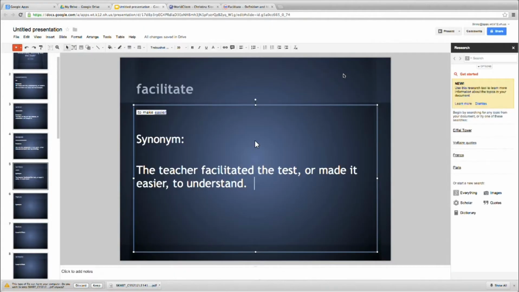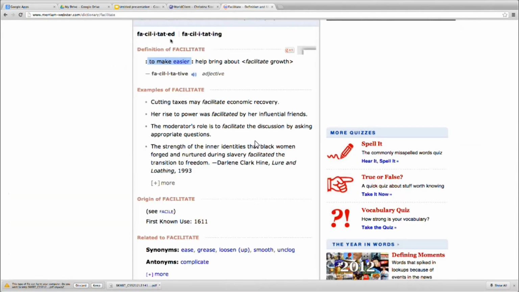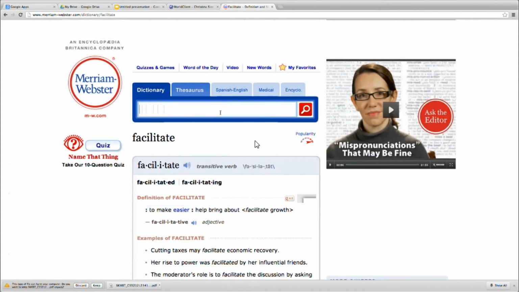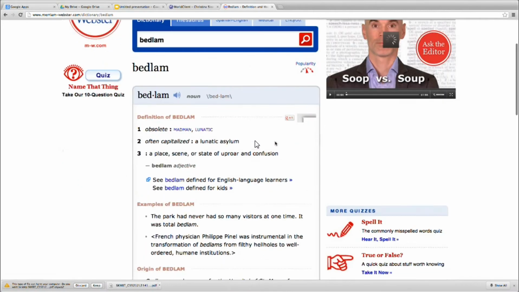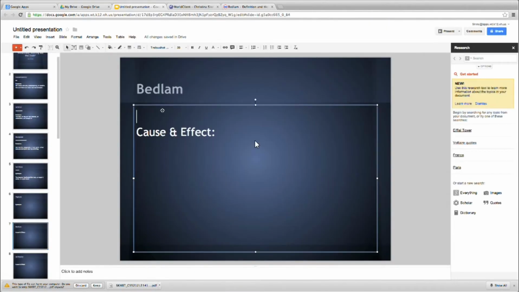All right. Now that you understand synonyms, let's go down here to cause and effect. Bedlam is actually a perfect one for this. Bedlam is a loud place of chaos or business. Obsolete, madman, lunatic, those are okay, maybe not the best. Bedlam, a place or scene of uproar or confusion. It's a crazy, chaotic place.